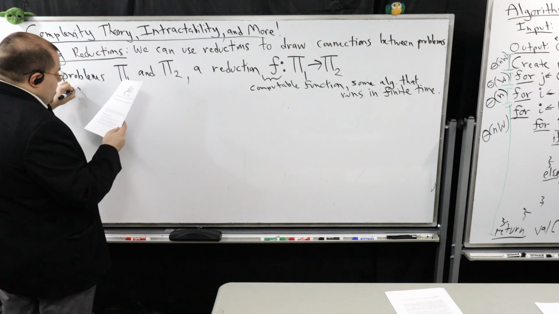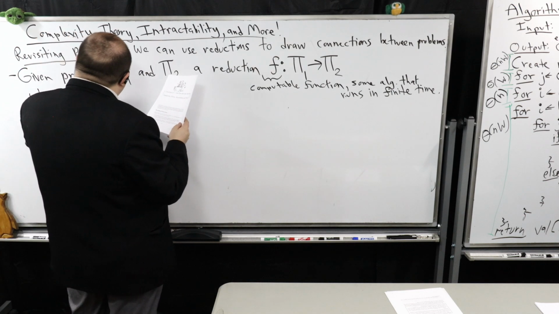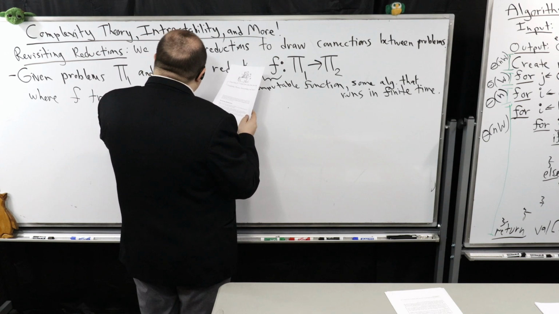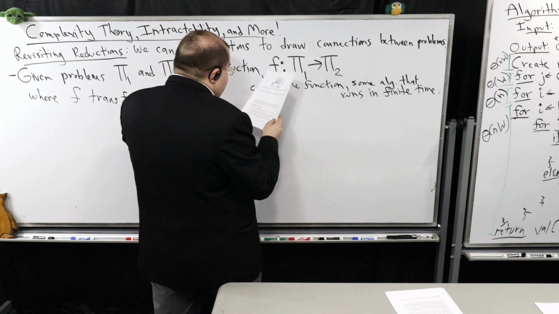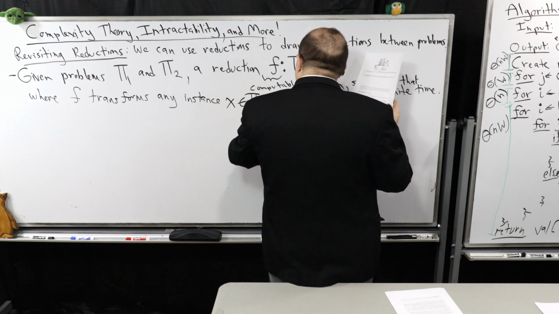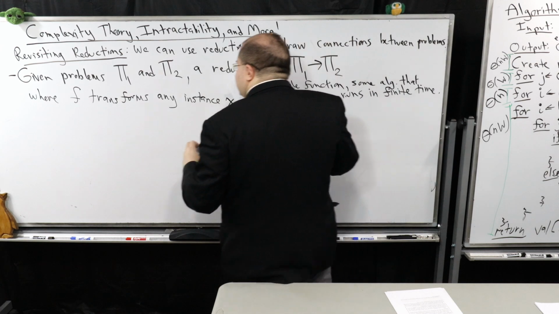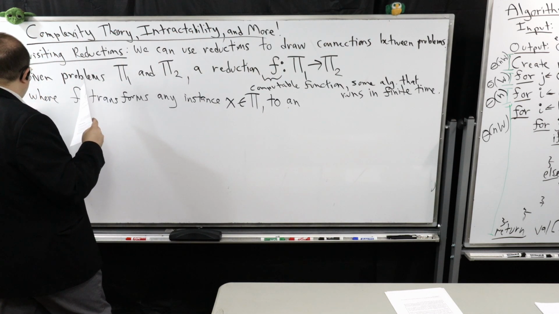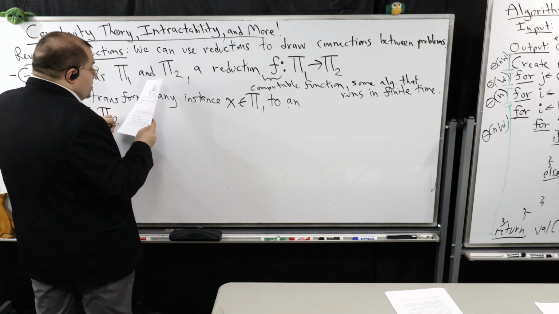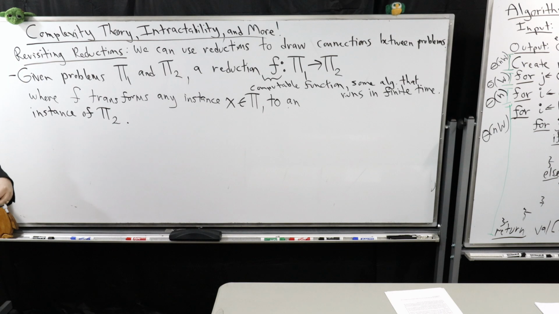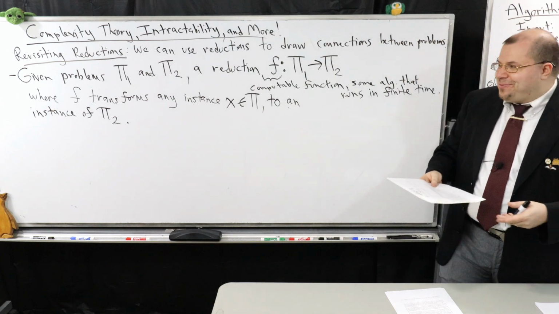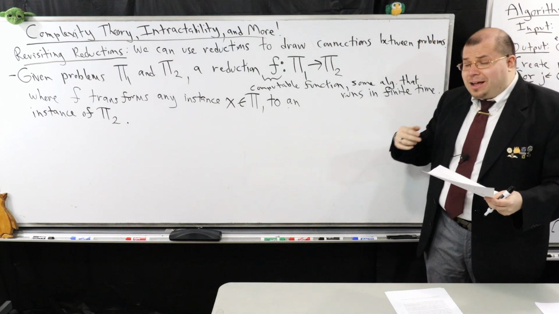So where f transforms any instance x among Pi 1 to an instance of Pi 2. At first this might sound like you're making up some fun stuff, but it's actually a very natural idea.